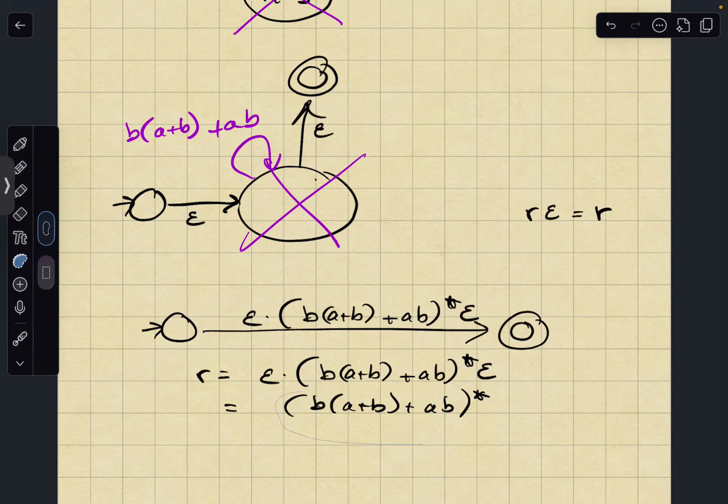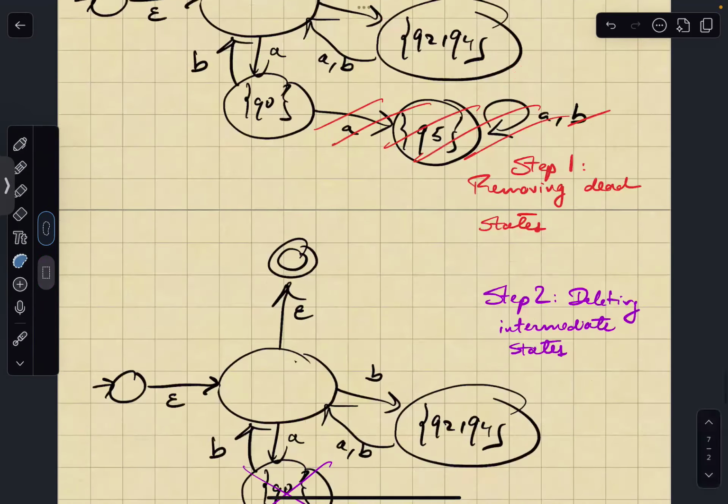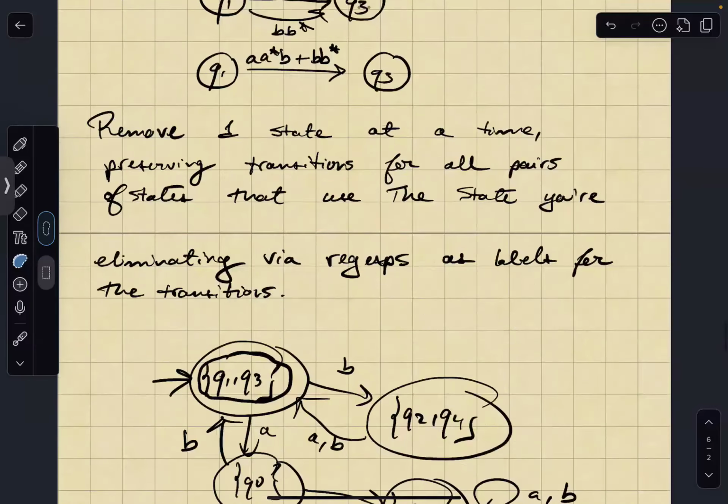And let me just check that this makes sense if we go back to the DFA. So where's the DFA? Okay, this one.